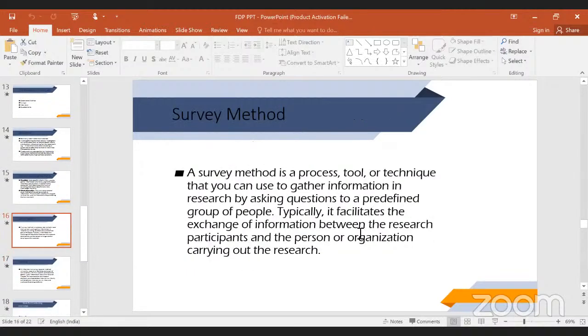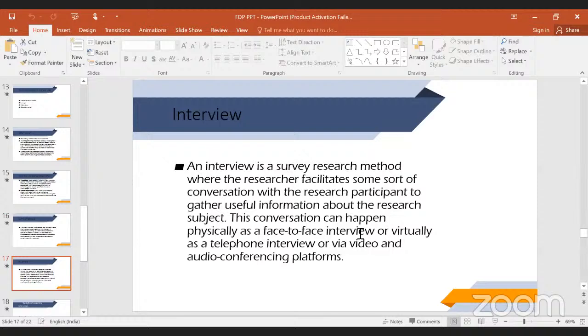Next is the survey method. The survey method is a tool, or a process, or a technique in which you can gather different kinds of information, or bulky information, from n number of people. That will be very easy and very helpful for you in conducting the survey.